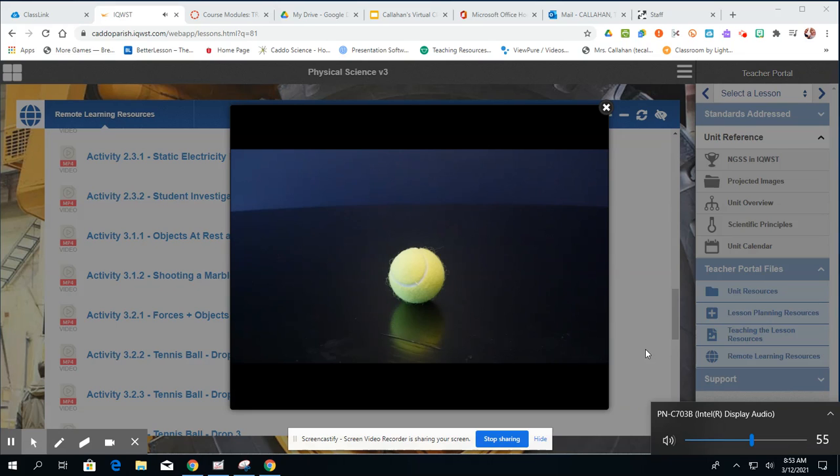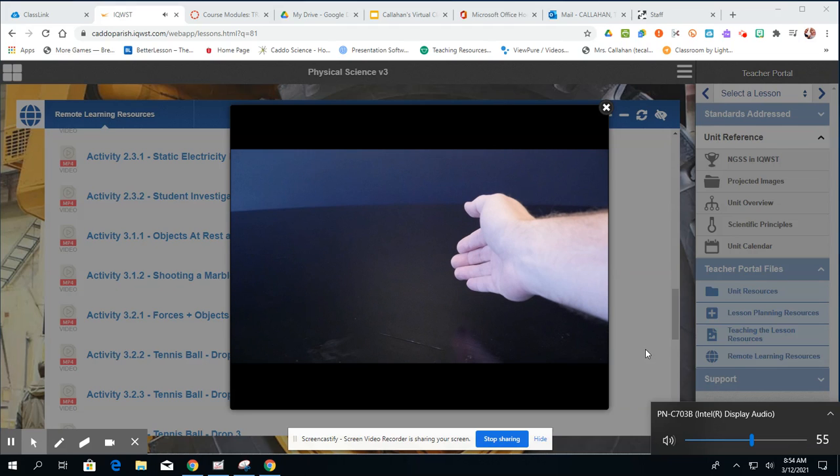What is the tennis ball doing right now? Record your observation. When does this tennis ball start to move? How much does it move? When does it stop moving? For both interactions. Let's watch that video one more time.